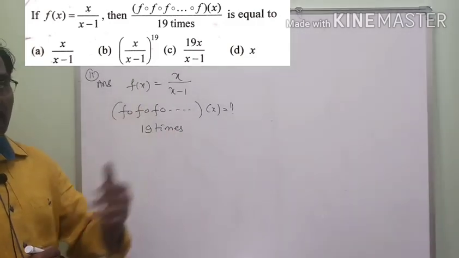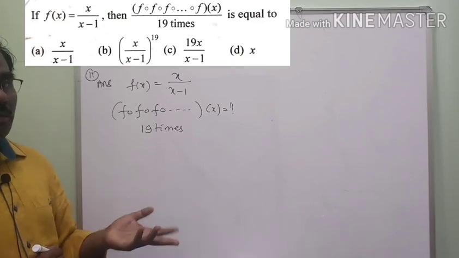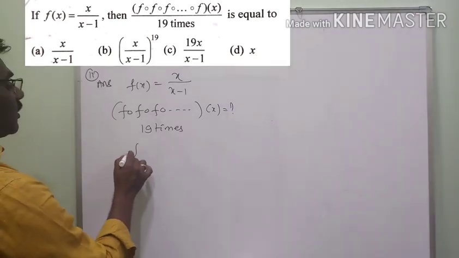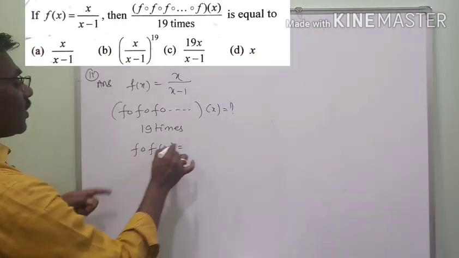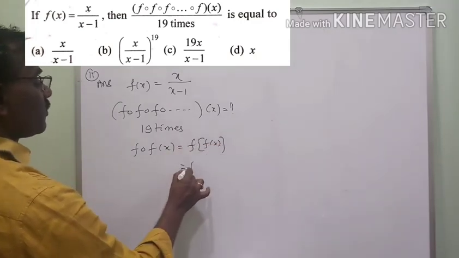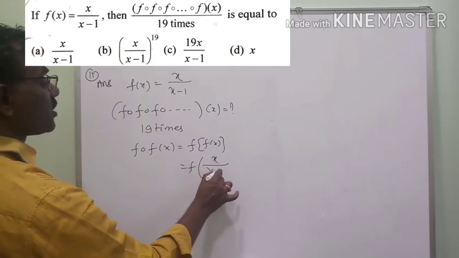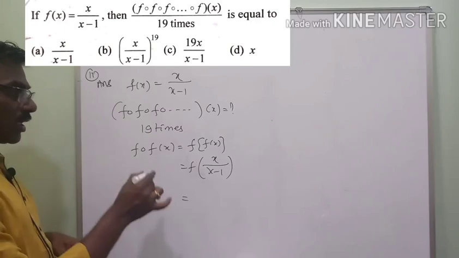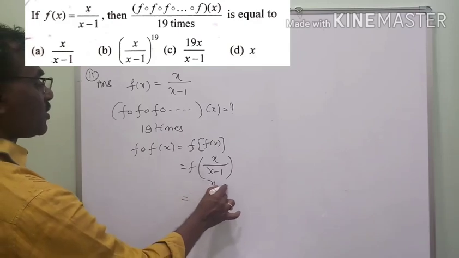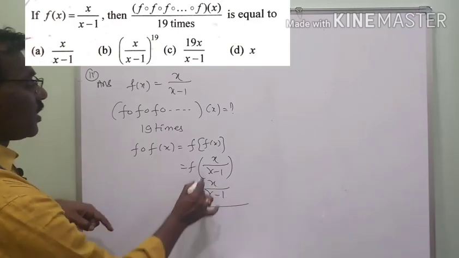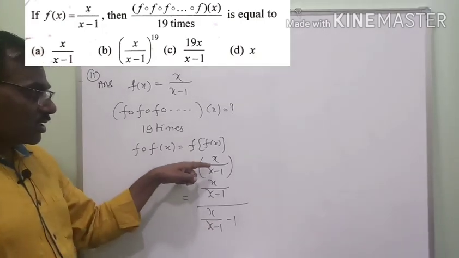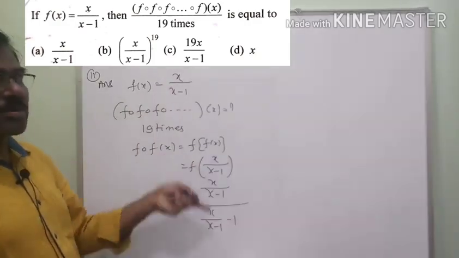Write f composition f of x, that is, f of f of x. For odd what comes, and for even what comes? The answer stays the same. I am taking f composition f of x twice only. f of x is x divided by x minus 1. So substitute again, replacing x by x by x minus 1 in numerator and denominator: x by x minus 1 divided by x by x minus 1 minus 1. Assuming this is x, wherever x is there, put x by x minus 1.